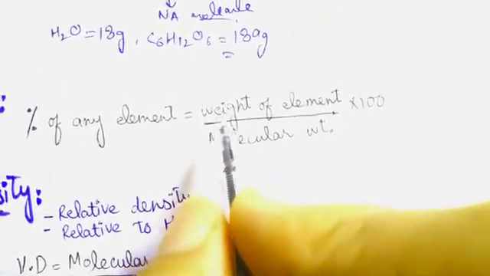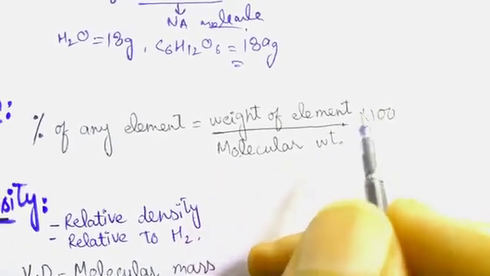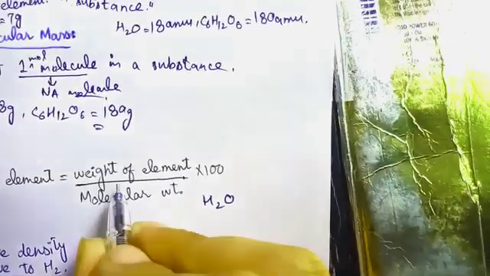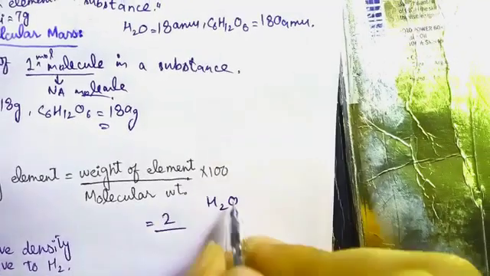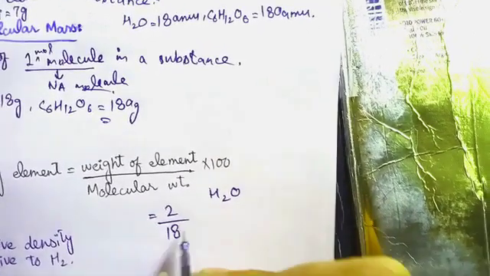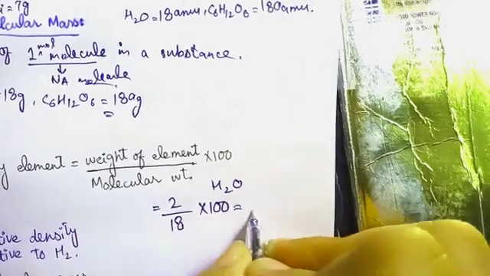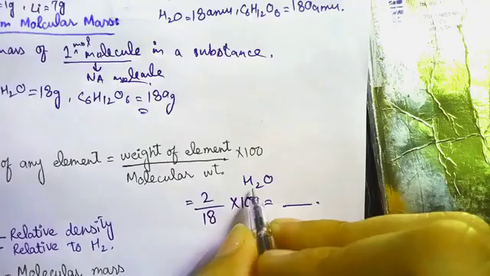Percent composition is the weight of an element divided by molecular weight and then multiplied by 100. For example, H2O, we will find the percentage composition of hydrogen. Here is the weight of an element. Weight of an element is 2, and molar weight of the whole compound is 18. Multiply by 100. We will solve it, and get the answer for the percentage composition of hydrogen in H2O.